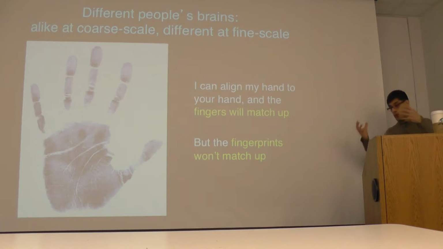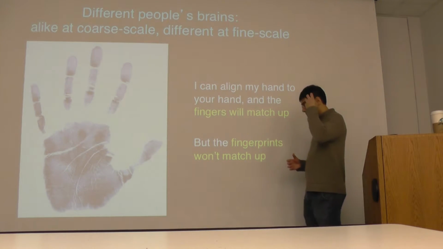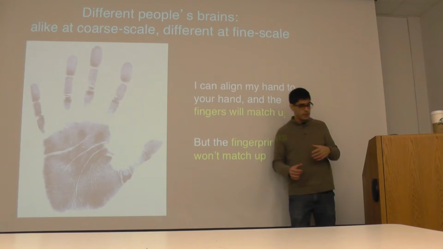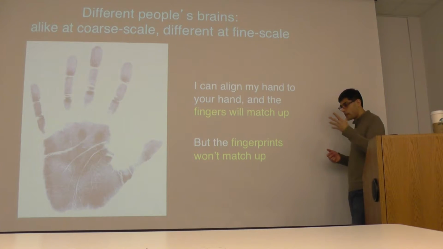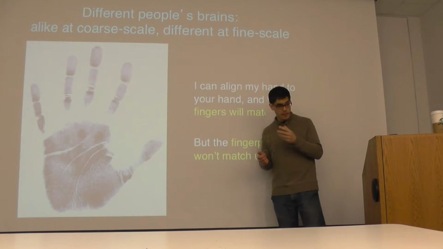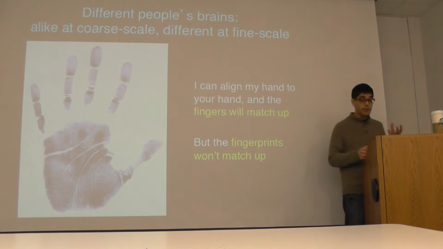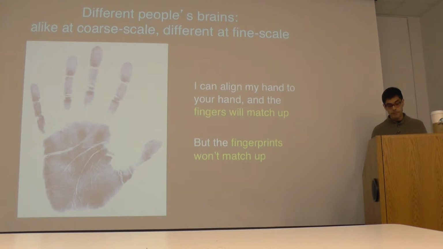We've all got a temporal cortex here and a frontal cortex here and a parietal cortex here, unless you've had some kind of horrible brain injury. But the exact pattern of folds, the exact pattern of neural connections is more like the fingerprints, which are kind of unique and idiosyncratic to individuals.